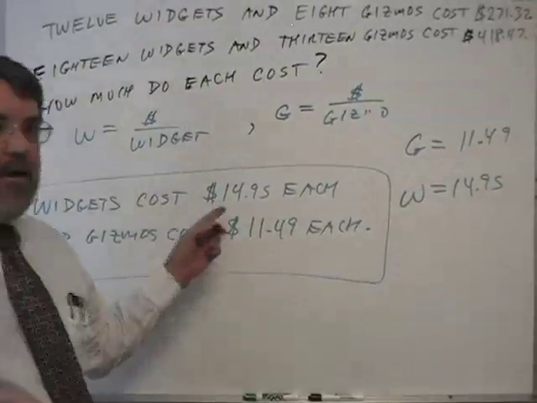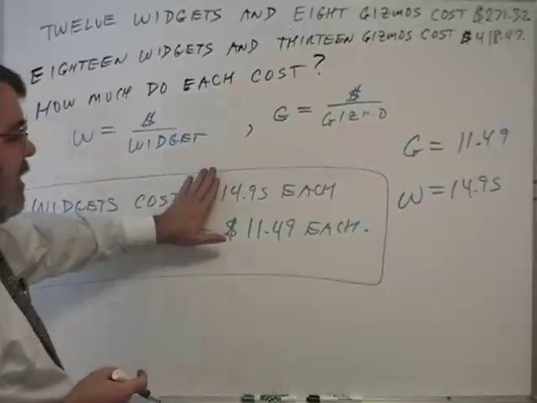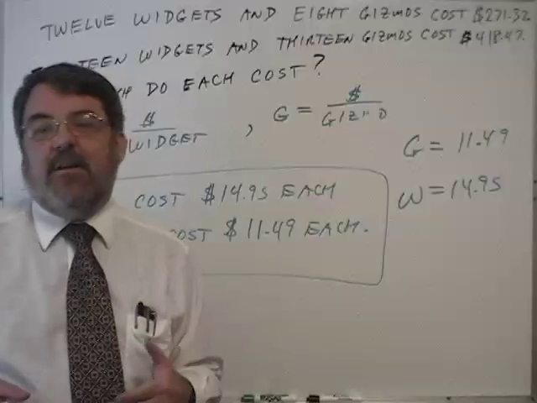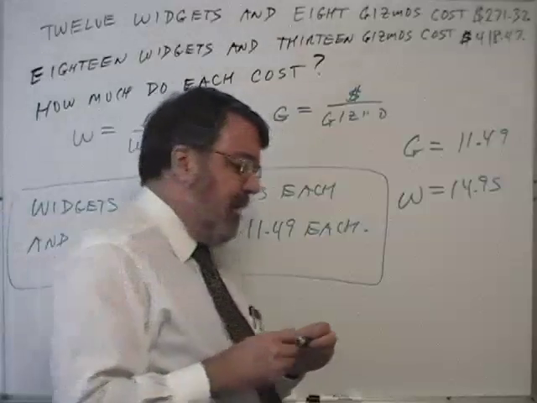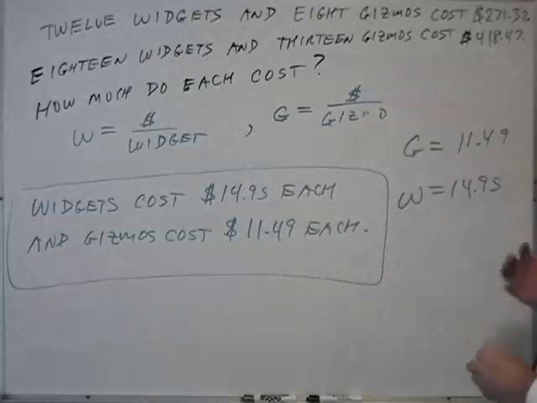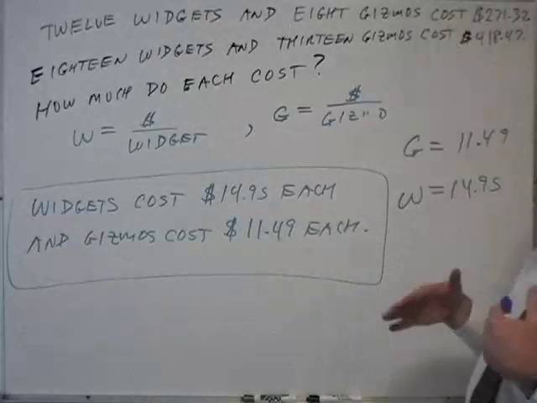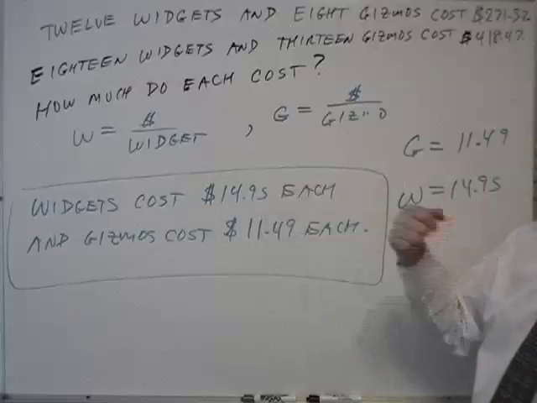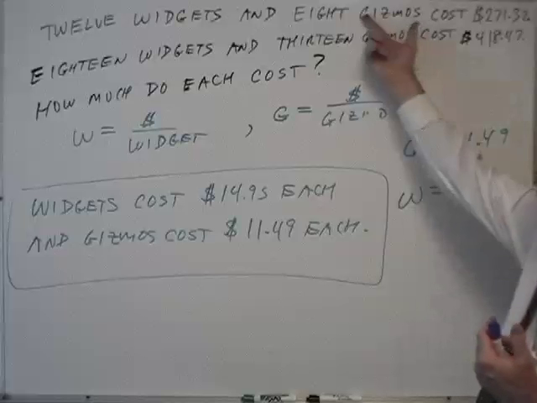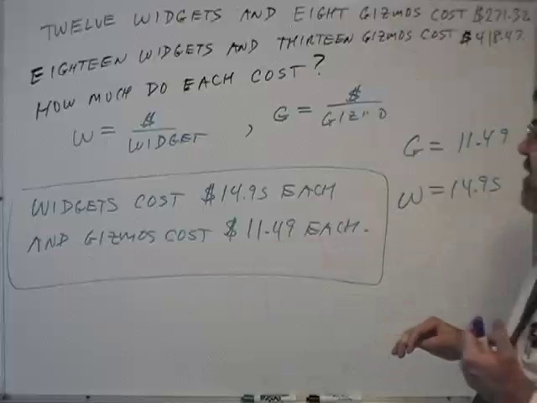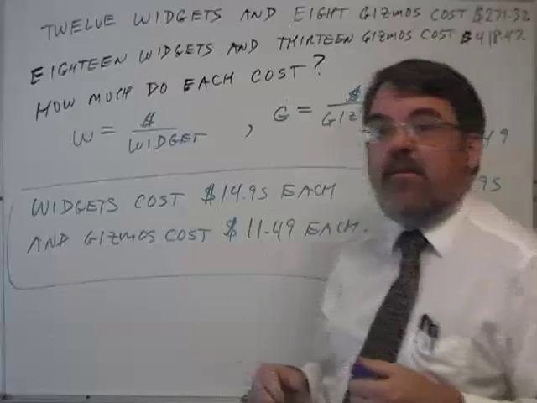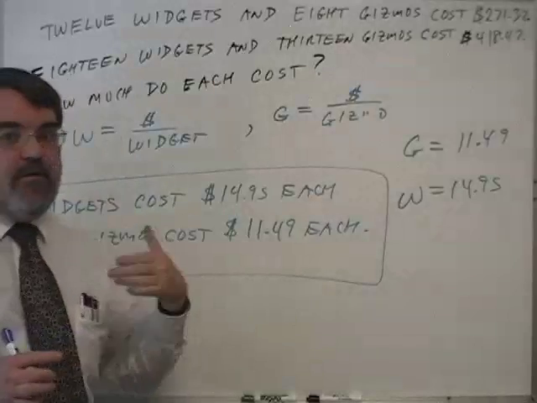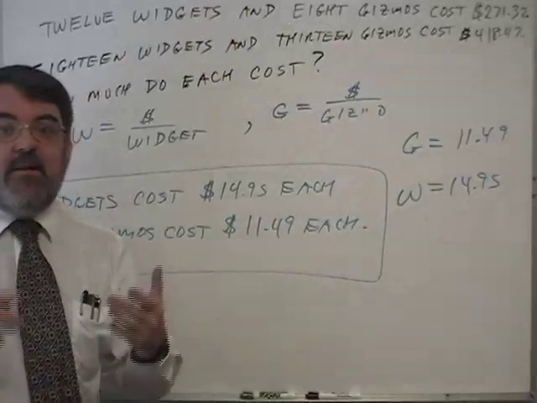Don't forget to put dollar signs. To leave the dollar sign off, nothing sells for 14.95. Things do sell, however, for $14.95. That makes sense. To check this, again, you would go to the words of the problem. How much do 12 widgets cost? It's 12 times this number. How much do 8 gizmos cost? 8 times this number. If those add up to $271.32, then that part's correct. But again, you're going to check it in both sentences.